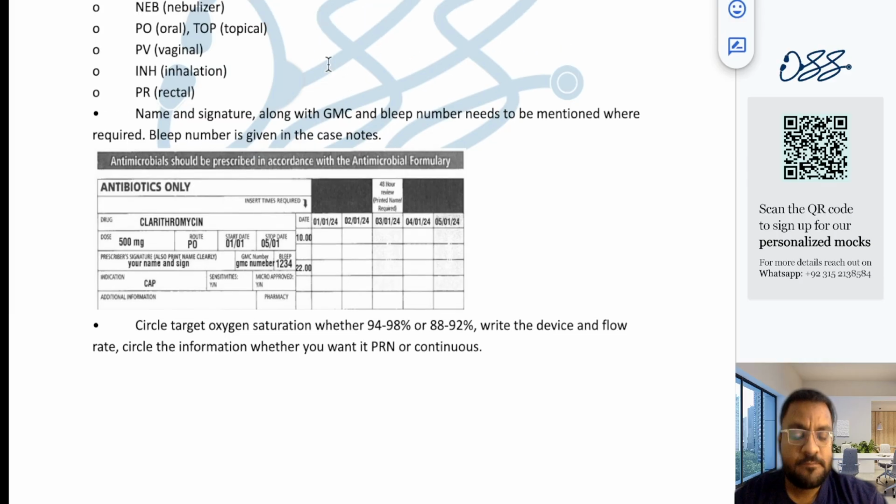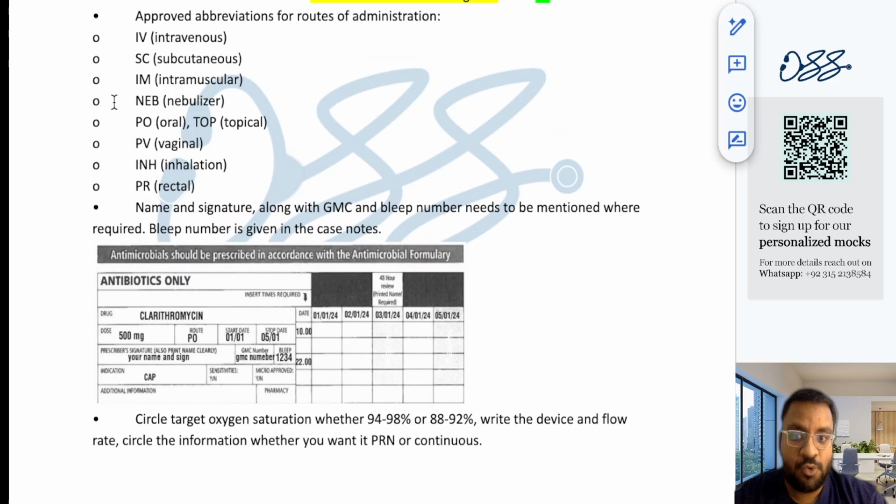So always make sure that you are only using these approved abbreviations, and not any other abbreviation. For example, for inhalation people write intranasal, IN. There is no such thing as intranasal, it's inhalational, that is INH. These are very small things, but they have a very significant impact.